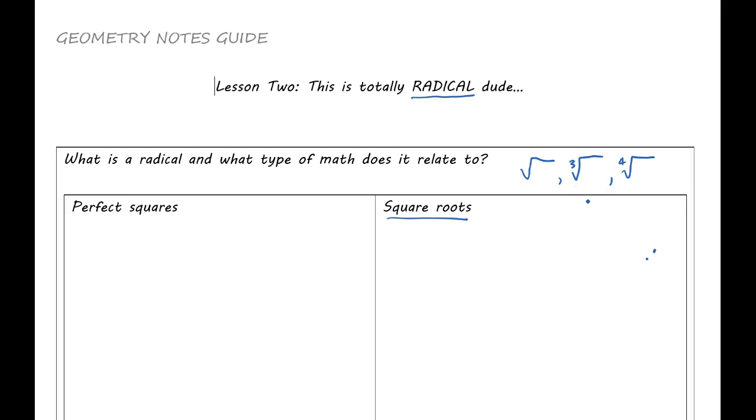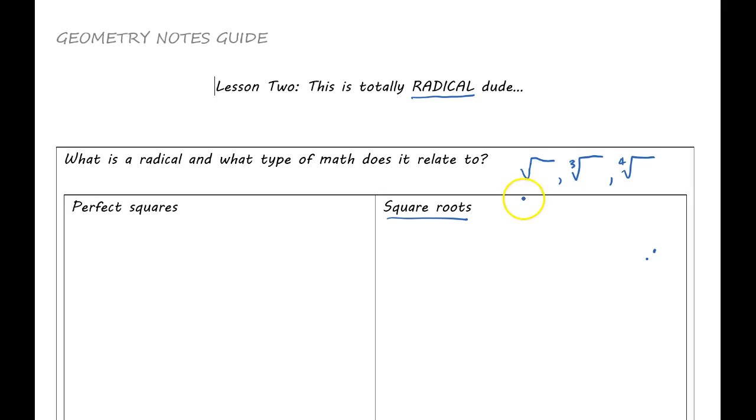But the idea is that this is going to relate to almost everything that has to do with triangles, which is almost half of your year in geometry. So what we're about to do today, you're going to be doing on almost a daily basis next year.